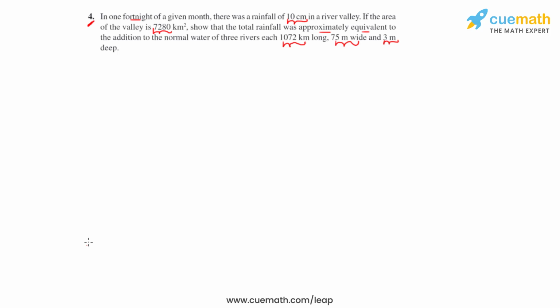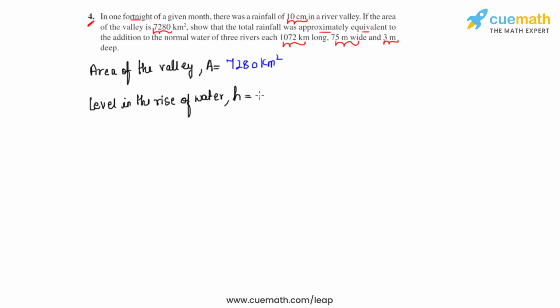So to start with, we'll write the area of the valley, which is given in the question as 7,280 kilometer square. Now we'll find the level rise in the water in the valley, which can be taken as h, and as it is given in the question as 10 centimeters, we equate h to 10 centimeters, but we'll try to convert this into kilometers. So we divide 10 by 1 lakh so that we can convert it into kilometers, and that gives us the answer as 1 over 10,000 kilometers.